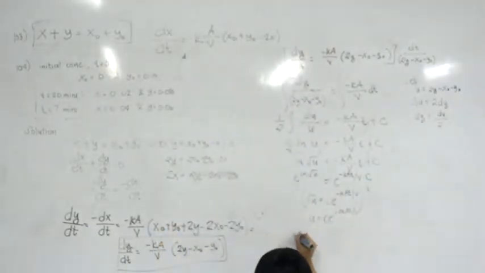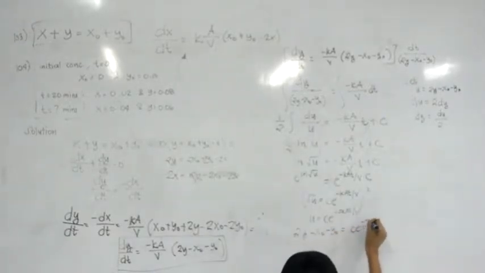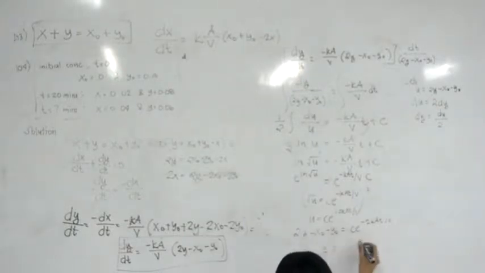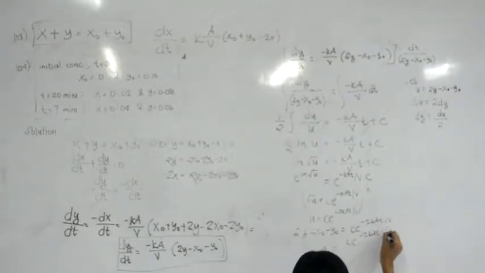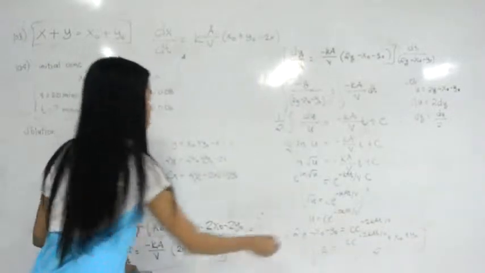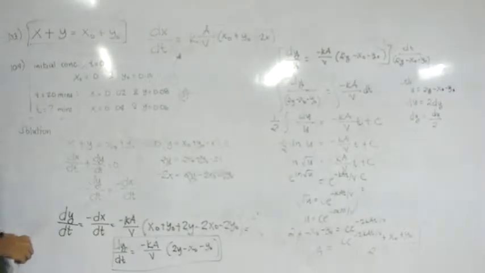So therefore, 2y minus x0 minus y0 is equal to c e to the negative 2KA t over V, or simply we can get our y as y equal to c e to the negative 2KA t over V plus x0 plus y0, all over 2. So this is now our equation that we're going to be using for the answer in this condition.